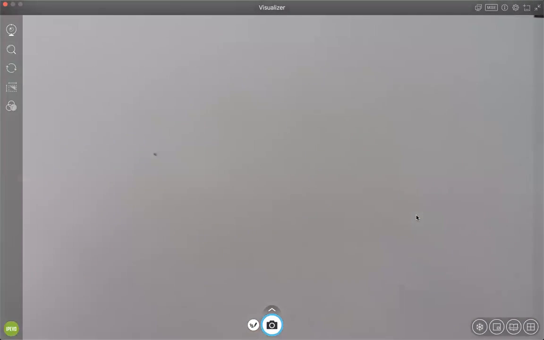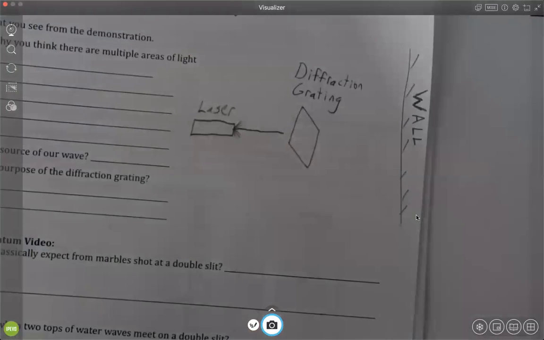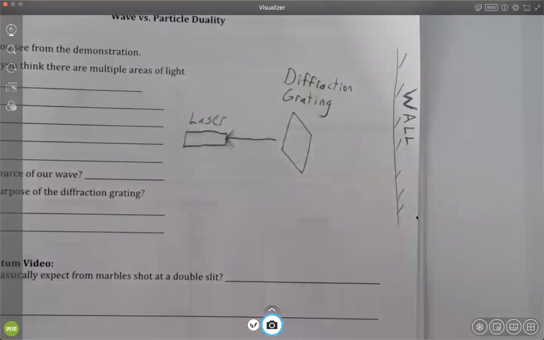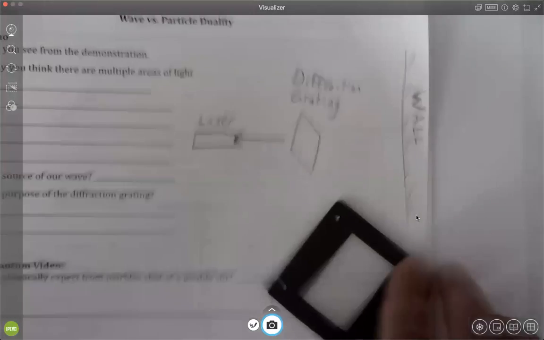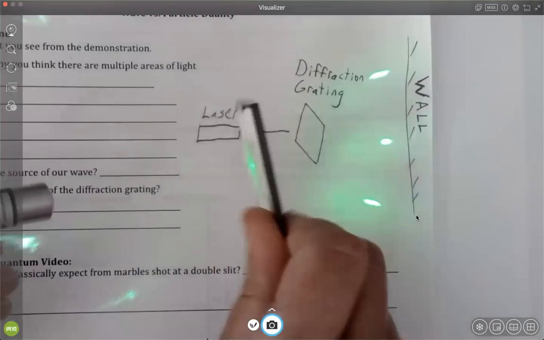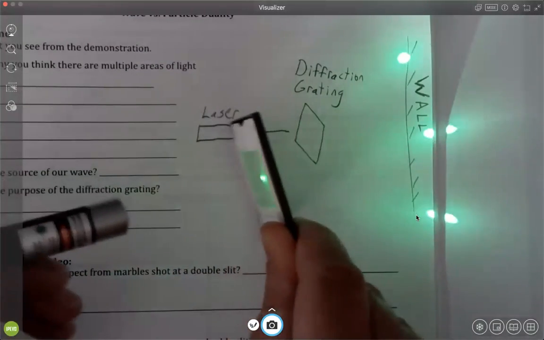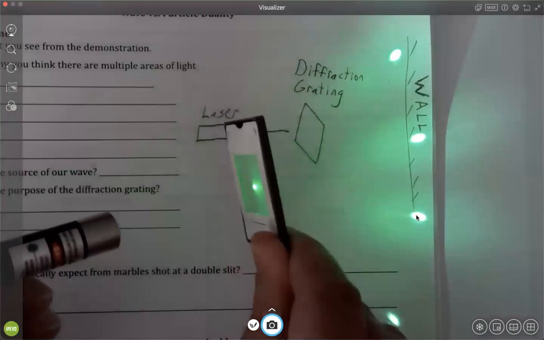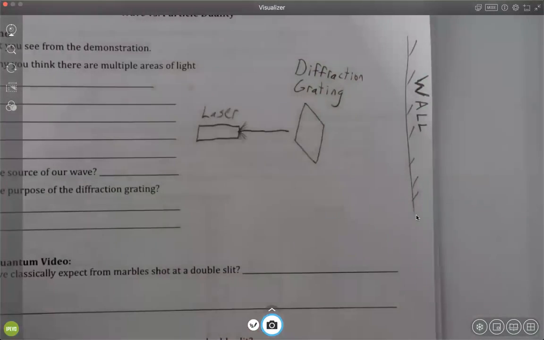So for you, I want you to try to draw out what it is that you're seeing. Draw what you saw. So as I'm taking this diffraction grating, having the laser, I'm going to give you a minute to draw what you saw.